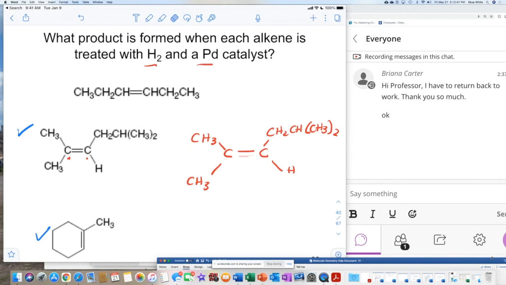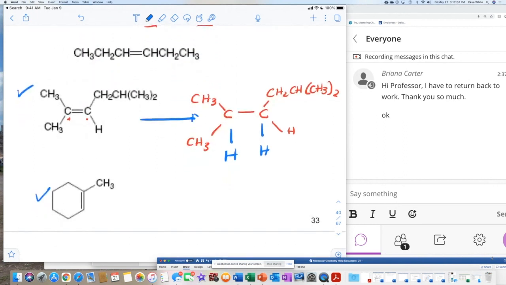So I'm going to erase one double bond. Oh, there. And then I'm going to bring in my hydrogen with a different color, right there. That's it. That's my product. So I go from here to here by adding hydrogen with the palladium catalyst, and that's my product.